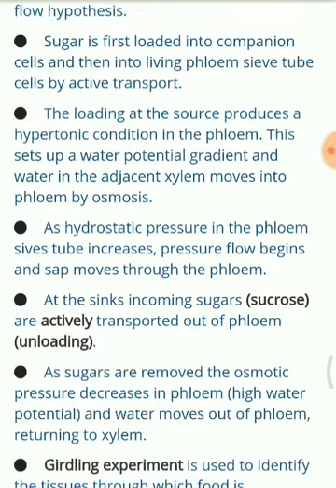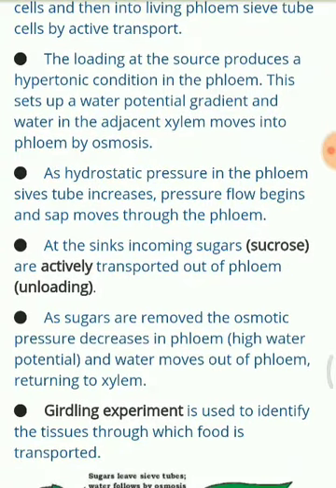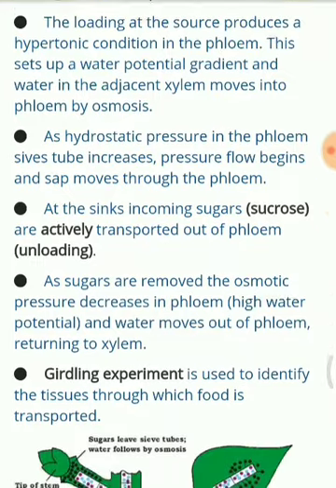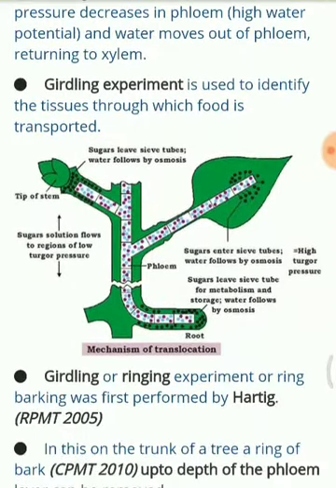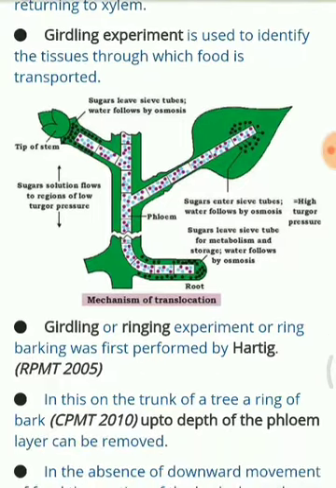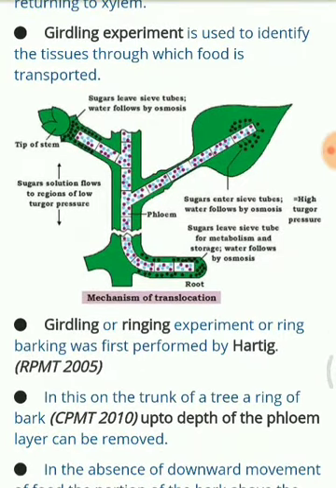As hydrostatic pressure in the phloem sieve tubes increases, pressure flow begins and sap moves through the phloem. At the sink, incoming sugars, sucrose, are actively transported out of the phloem, called unloading. As sugar is removed, the osmotic pressure decreases in the phloem, water potential rises, and water moves out of the phloem, returning to the xylem. Girdling experiment is used to identify the tissue through which the food is transported.